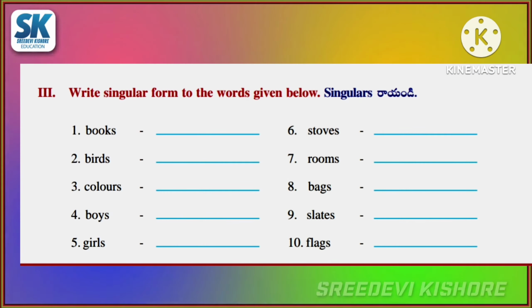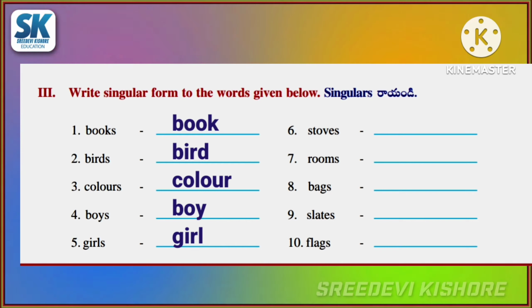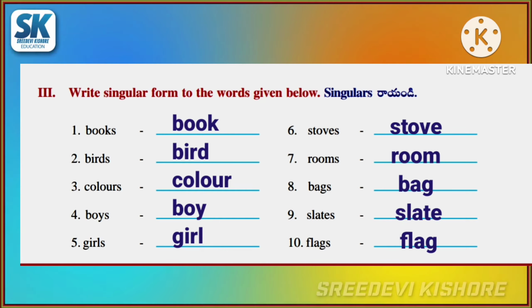Write the singular forms to the following words given below. Book. Bird. Color. Boy. Girl. Stove. Room. Bag. Slate. Plug.